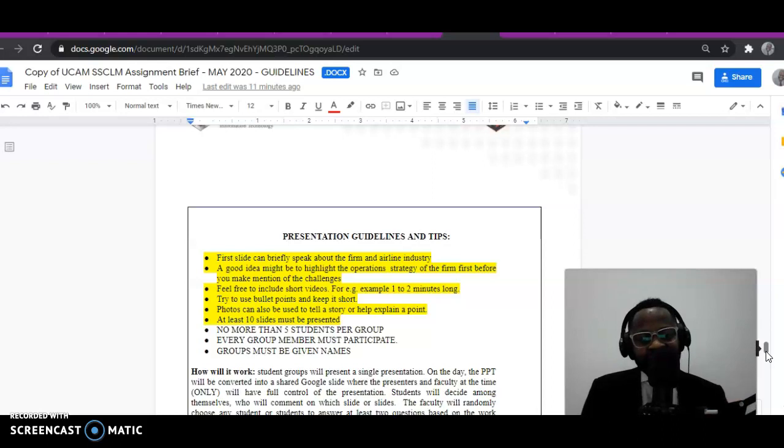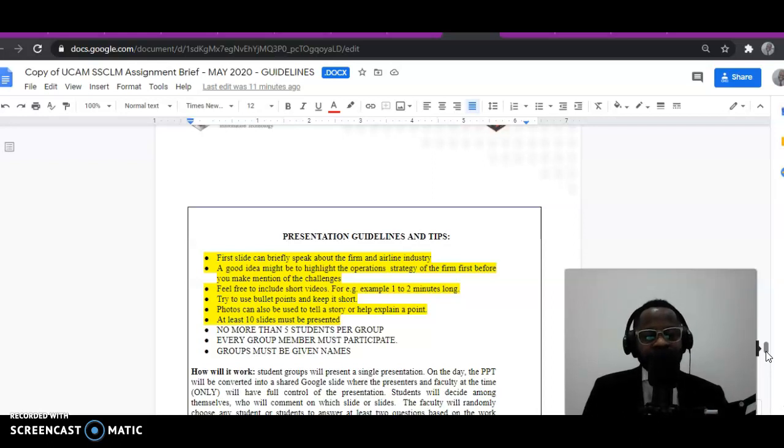Use bullet points, as I mentioned. Keep it short. Photos can also be used to tell a story or help explain a point. There's a saying, a picture tells 1,000 words. So do that. No more than 5 students per group. Sometimes it might be 6. Every group member must participate. I repeat, every group member must participate. Groups must be given names. We did give you all names.